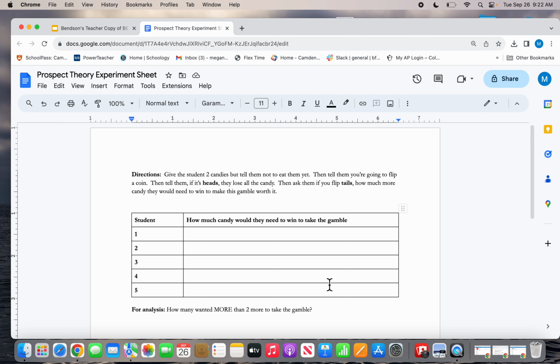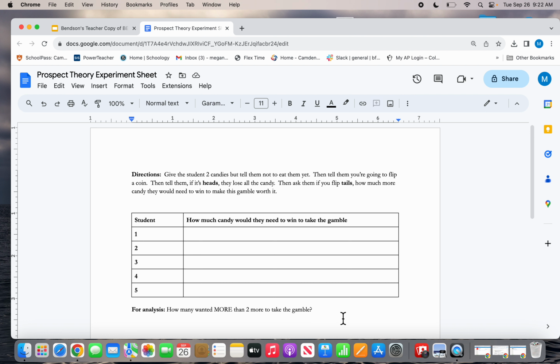But what you'll do is you'll have a bag of candies. You give 2 candies to the person, and have them hold it so they endow it with some value, like they've got it. And then you say, okay, I'm going to flip this coin, the coin that will be in the bag with your candy. And you say, if it's heads, you're going to lose the candy. But if it's tails, how much more would you want to get in order for this gamble to be worth it to you?